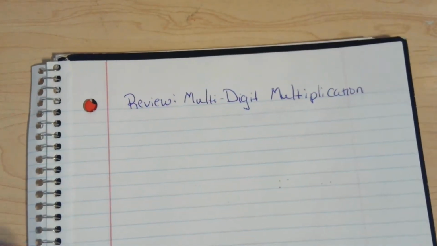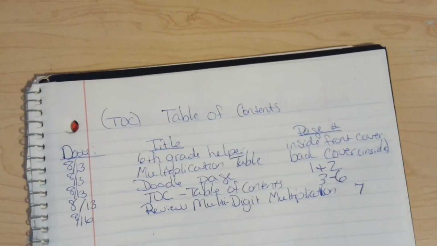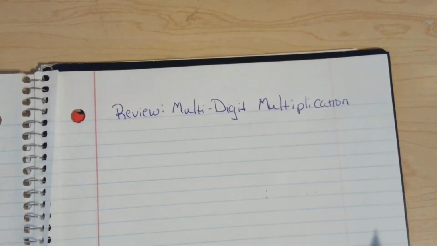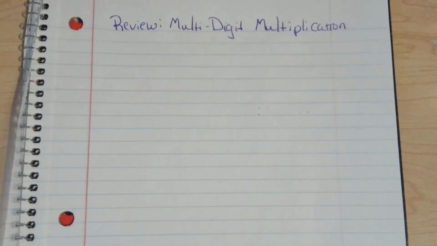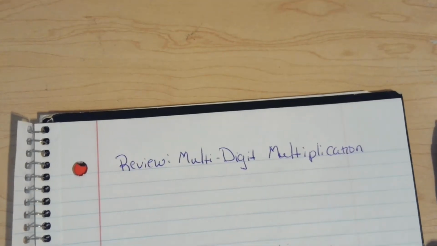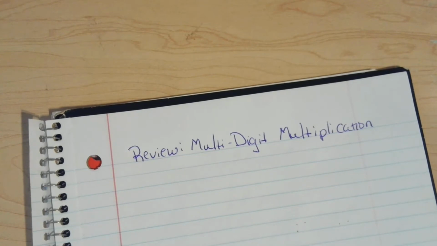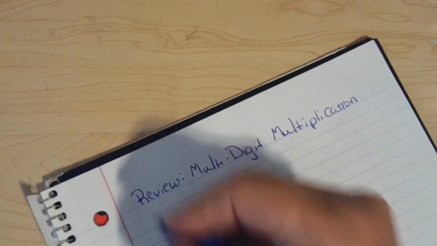Now, this should also be entered into your table of contents. I've already entered it into my table of contents, and this should be in your math notebook. This should be page 7 in your math notebook. Now, a couple of things that we have to review and remember.